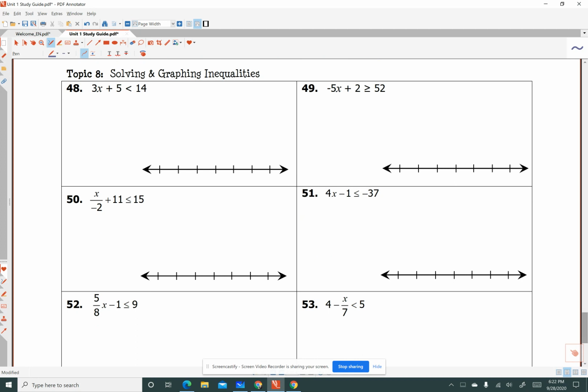Our last topic is solving and graphing inequalities. So I'm going to subtract 5 from both sides of this inequality, which allows me to isolate the term with the variable on the left. So I have 3x is less than 9. So now I'm going to divide both sides by 3, and I have x is less than 3. And that's a final answer, but we need to graph it. So 0, 1, 2, 3, 4, 5, 6. I have an open circle with an arrow going in this direction.